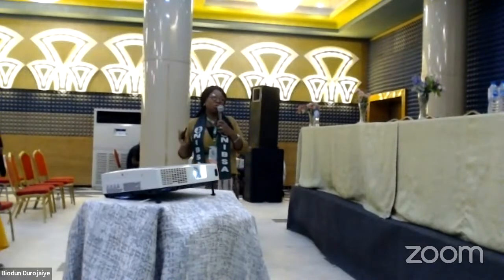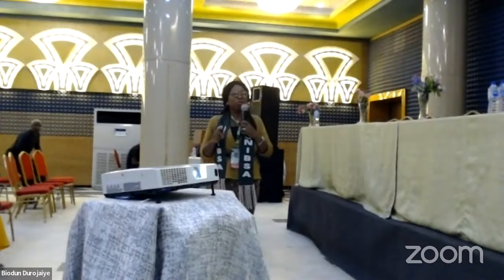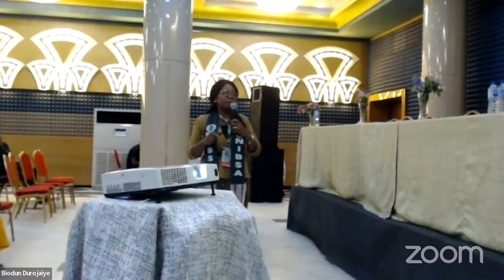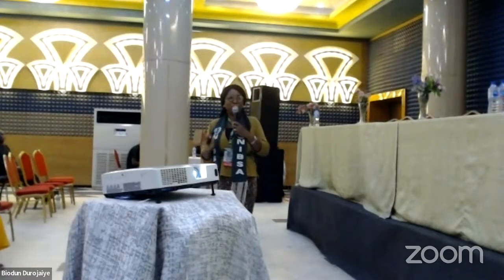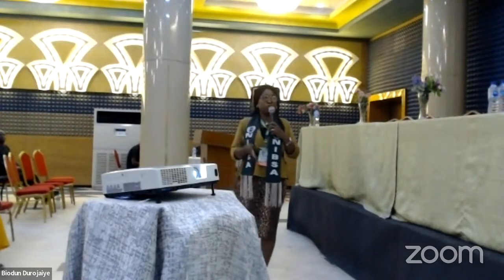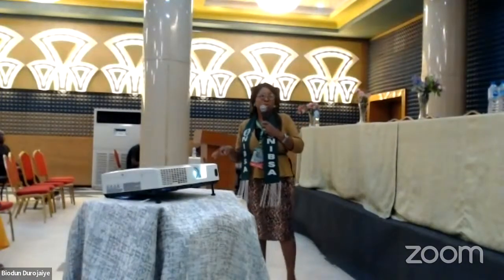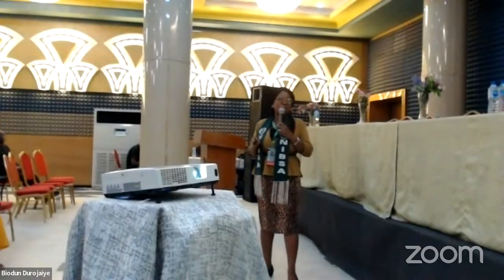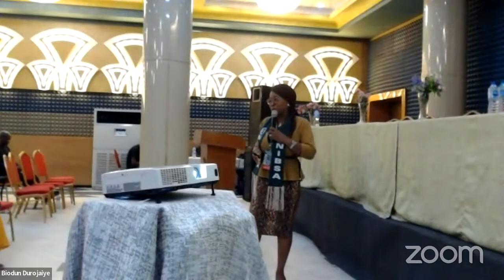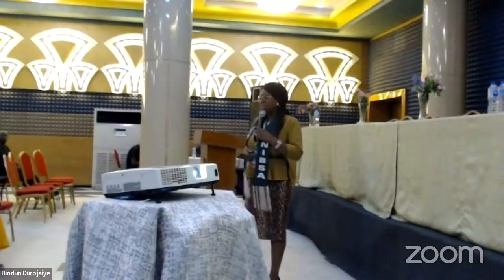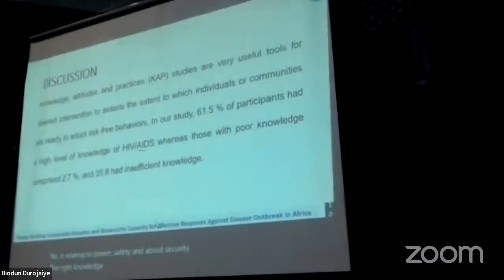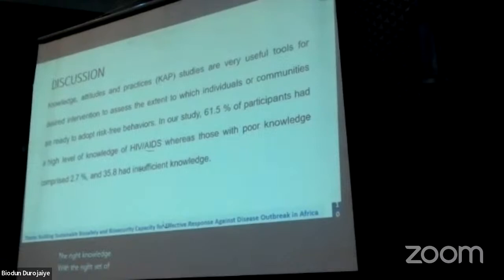To get the knowledge, attitude, and practices, I believe it's a useful tool to guide the desired intervention and to assess the extent to which individuals or communities are ready to adopt risk-free behaviors. In relation to biosafety and biosecurity, the right knowledge with the right set of people plays a key role in sustaining biosafety and biosecurity.